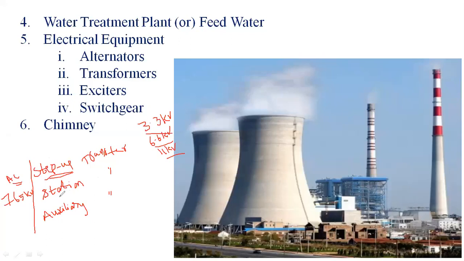The next one is the station transformer. The function of the station transformer is general service, that is, lighting inside the power plant itself. In the power plant, lighting is required in the panel board and in the generating station, in all places, such as the coal handling plant and the coal storage plant. For that purpose, the station transformer is used.